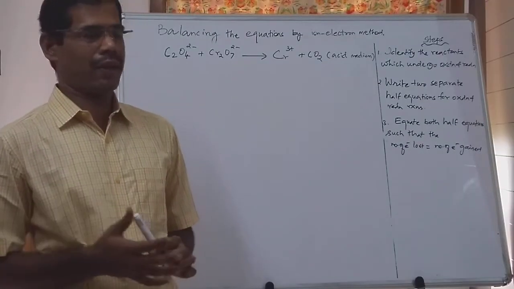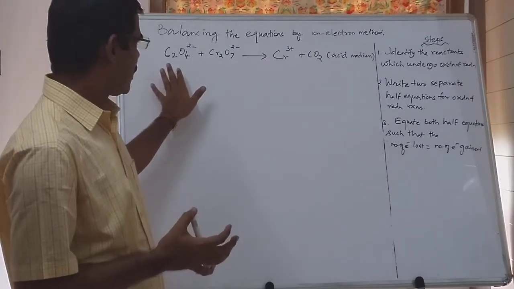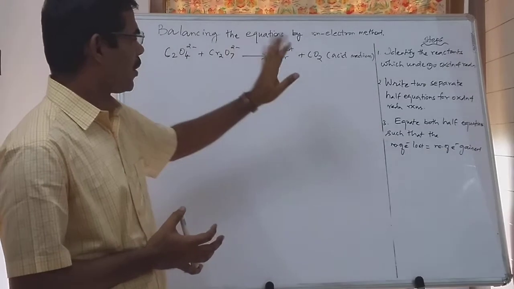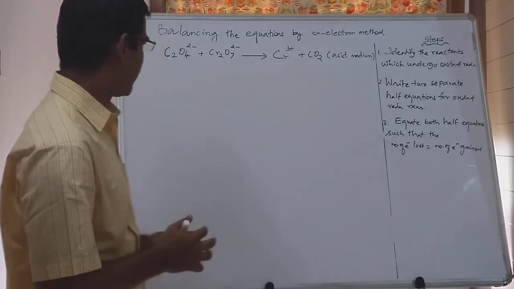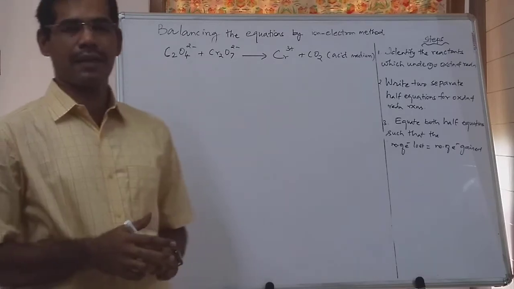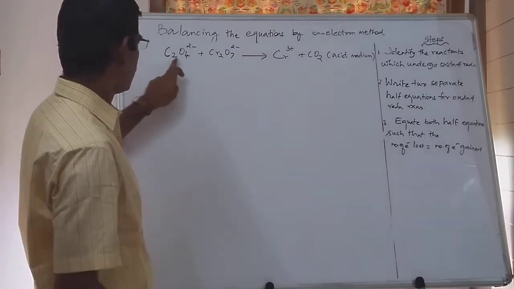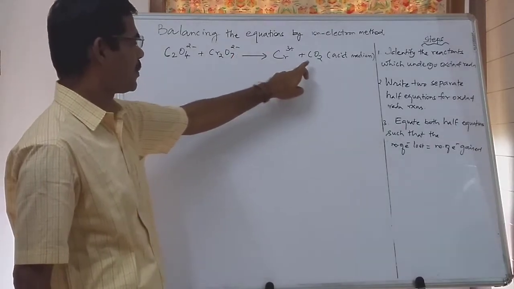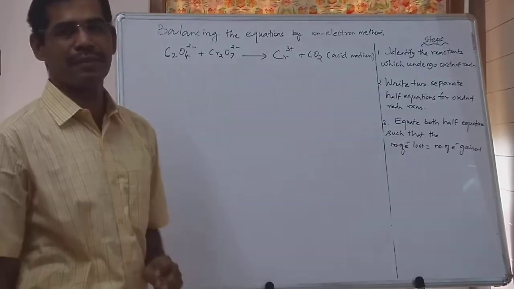Now let us calculate this particular sum, how to balance this equation by the ion electron method. For that I have taken the first sum given in the evaluation part. See, C2O4 2- plus Cr2O7 2- gives you Cr3+ and CO2. They are given in acidic medium.